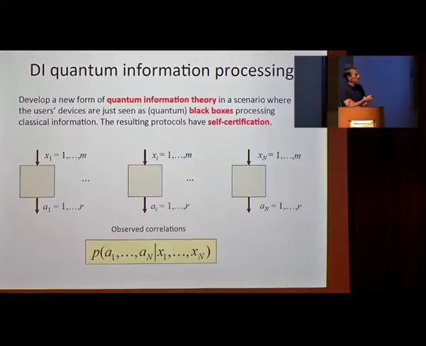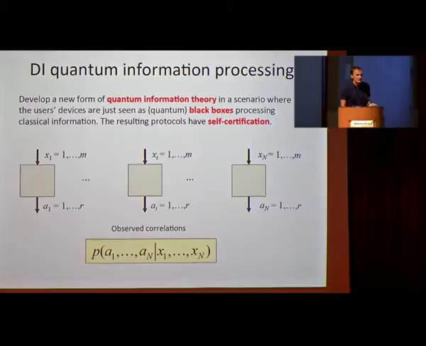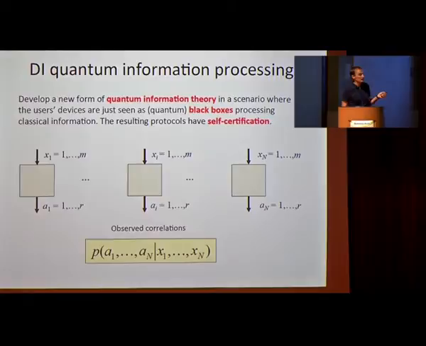Of course, the model has some limitations because I'm not making any modeling of these devices, okay? And this is something that has clear limitations because sometimes it's good to know a bit better what is happening here to make things with these boxes. I want to see how far I can go with this description.